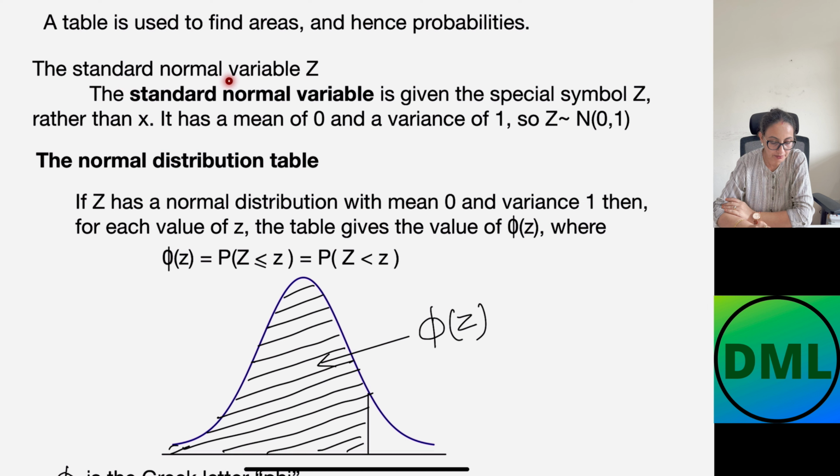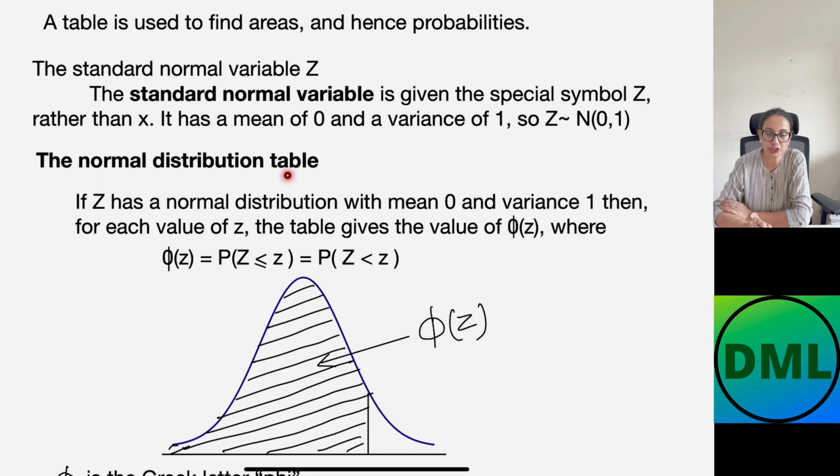The standard normal variable Z. The standard normal variable is given the special symbol Z rather than x. So instead of x, we are going to use capital Z. It has a mean of 0 and a variance of 1. So Z will be written as normal distribution of mean 0 and variance 1.